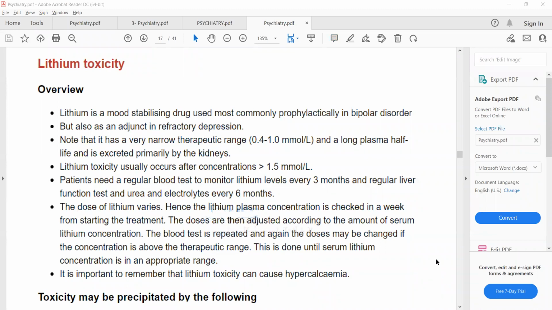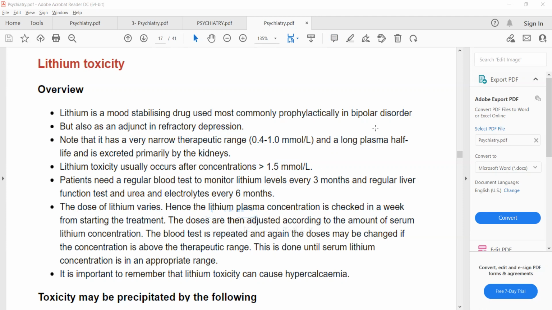Now let's discuss some points about lithium toxicity. We know that lithium is a mood stabilizing drug and that it is used in the treatment of bipolar affective disorder. It can also be used in refractory depression, a depression that is not responsive to other medical treatment. We can use lithium as an adjunctive therapy in the treatment of refractory depression as well.